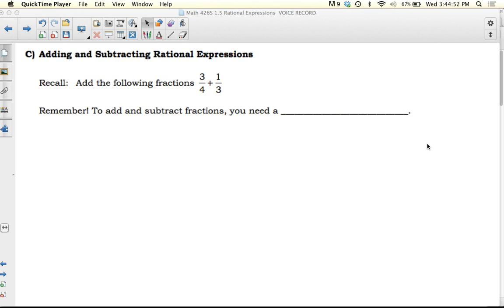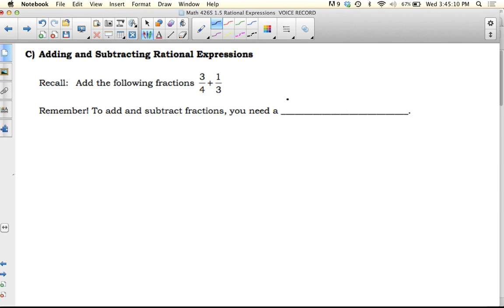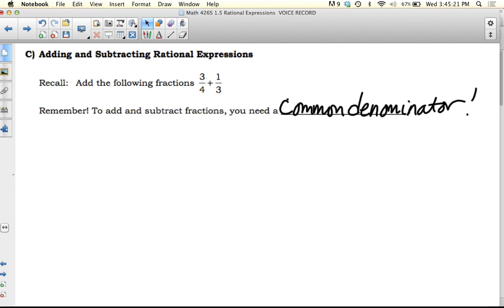Example of 3 over 4 plus 1 over 3. So if you remember back when you learned fractions, multiplying and dividing fractions was a little bit easier than adding and subtracting, because in adding and subtracting fractions, you need a common denominator. Okay? So that's what makes adding and subtracting rational expressions a little bit different, okay?